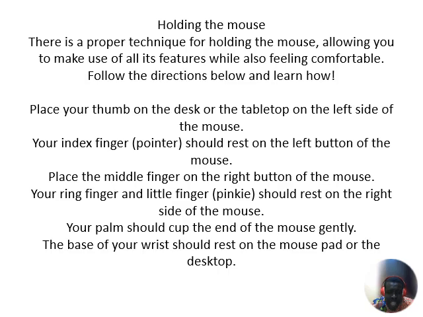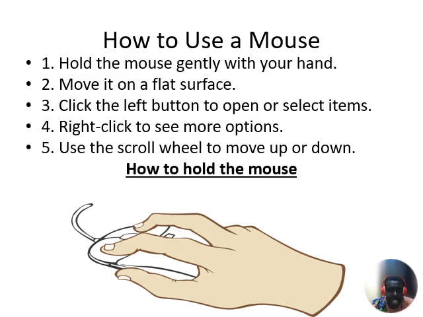Your ring finger and little or pinky finger should rest on the right side of the mouse, and your palm should be like a cup, holding it gently. And then the base of your wrist should also rest on a mouse pad or on your desktop. So let's look at the image. As you can see in the image below, that's how you hold the mouse gently and nicely. It's a palm-sized device, so it should be within your arm. So let's look at it.